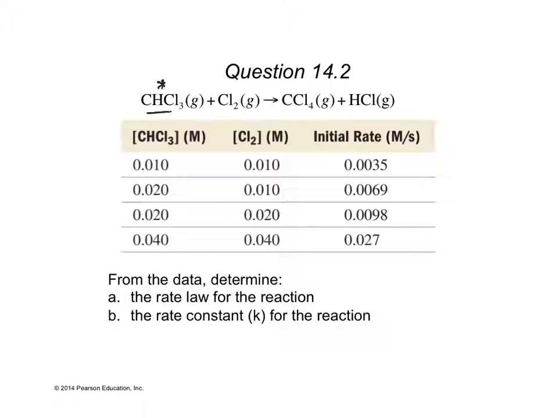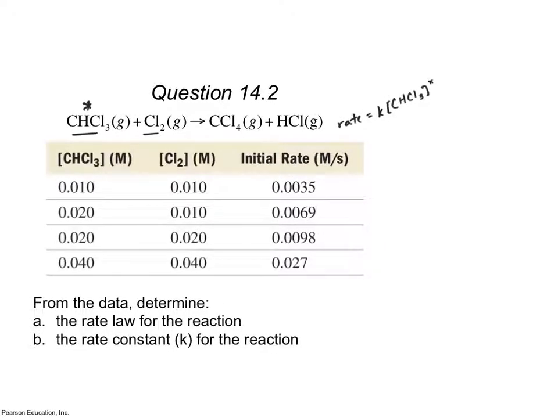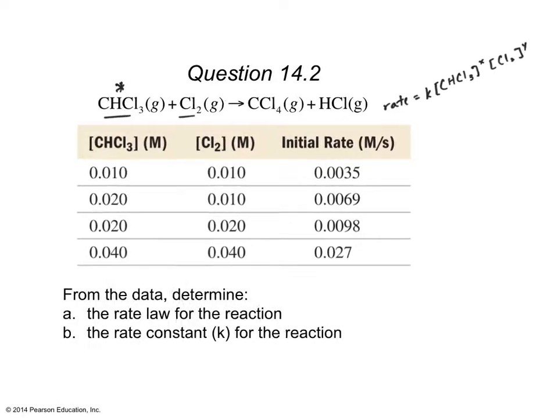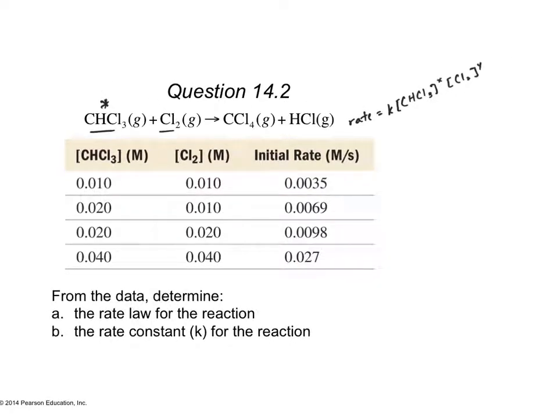So this reaction has 2 reactants, and so we know that the rate law is going to take the form rate is equal to K, the rate constant, times the concentration of our first reactant raised to some unknown order times the concentration of our second reactant raised to some other unknown order, okay? And so we're going to utilize this data here to determine what the order is with respect to CHCl3, and what the order is with respect to Cl2, okay?